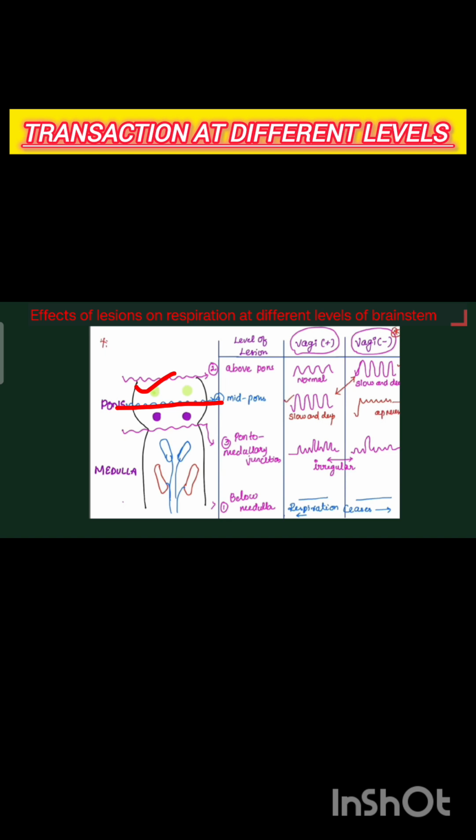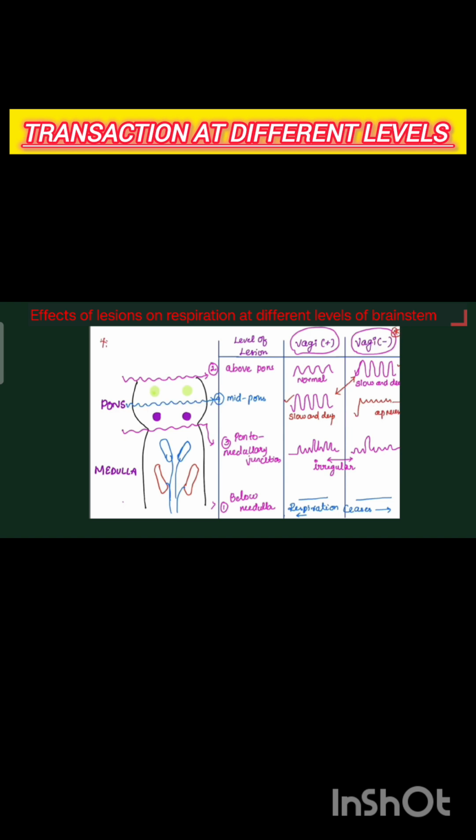Then if the lesion is mid-pontine, the pneumotaxic centers are cut and the vagi are also cut. In that case, both the checkpoints on the apneustic center are lost, that is, the pneumotaxic centers are cut as well as the vagi. So inspiration becomes prolonged and there occurs inspiratory spasm and the breathing stops, which is called apneusis. So if the lesion is mid-pontine and the pneumotaxic centers are lost as well as the vagi cut, there occurs complete stoppage of breathing, that is called apneusis.